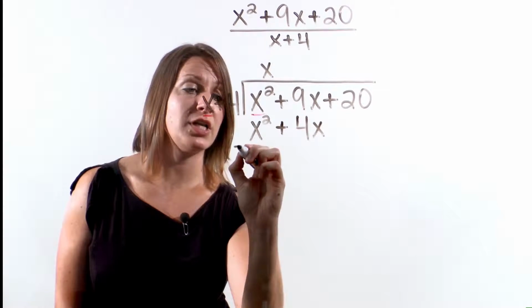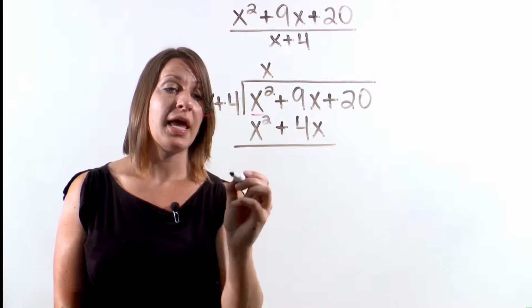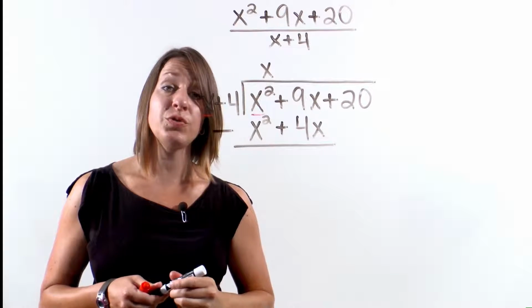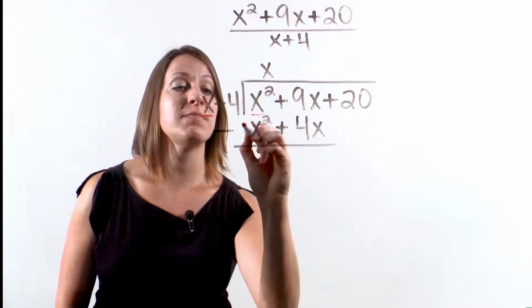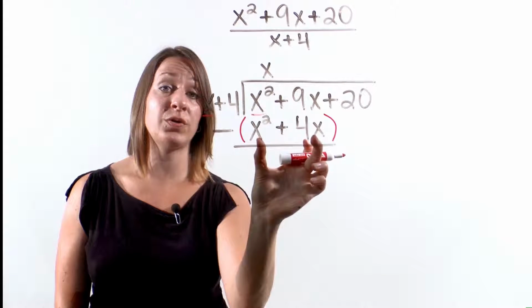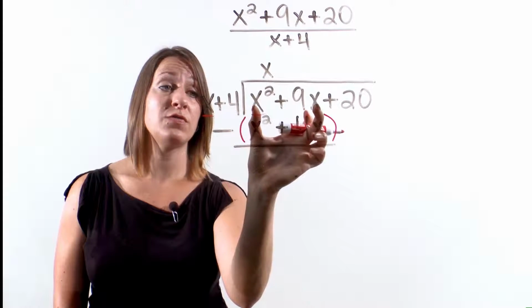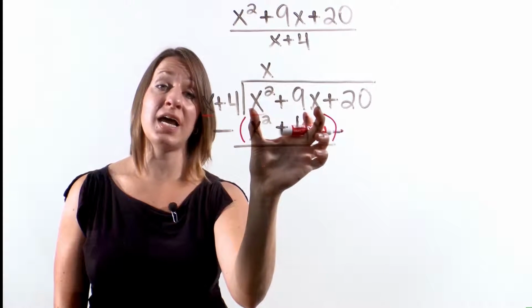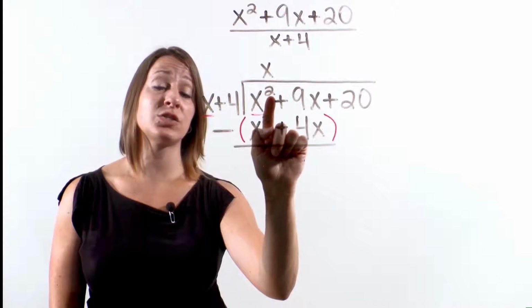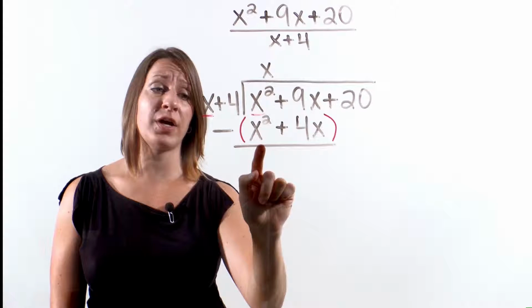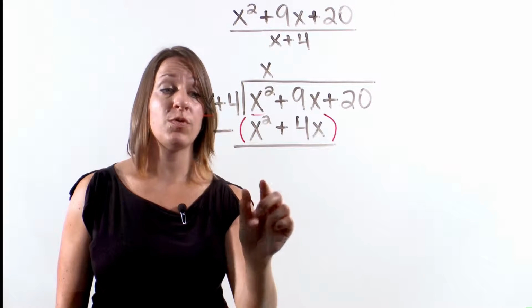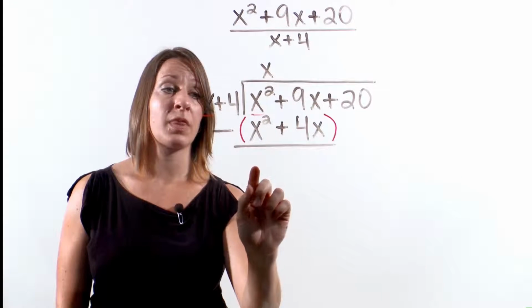Okay. Next, I want you to draw a line and a subtraction sign. Because we're going to subtract, we're going to do a two-column subtraction. And what that means is that this second binomial will be subtracted from this x squared plus 9 binomial. Okay? The first one, x squared minus x squared, is 0. Or you can say it cancels out. But we don't have to put anything here.